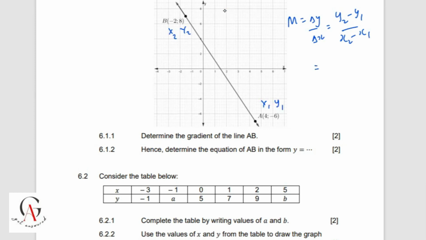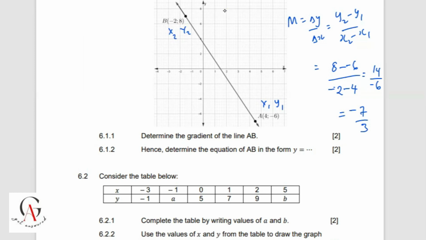Now I do the substitution, it's going to be 8 minus -6 over my x2, which is negative 2 minus 4. So that's going to be 14 over negative 6. And when I simplify that, it's going to give me negative 7 over 3. Then hence determine the equation.